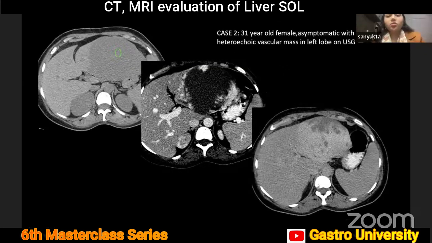Yes, sir. So case 2 was a 31-year-old female who presented to us asymptomatic, and it was given as a heteroechoic vascular mass in the left lobe. Subsequently, she was sent for a triple phase CT. The hypodense lesion is typically seen on the non-contrast scan.